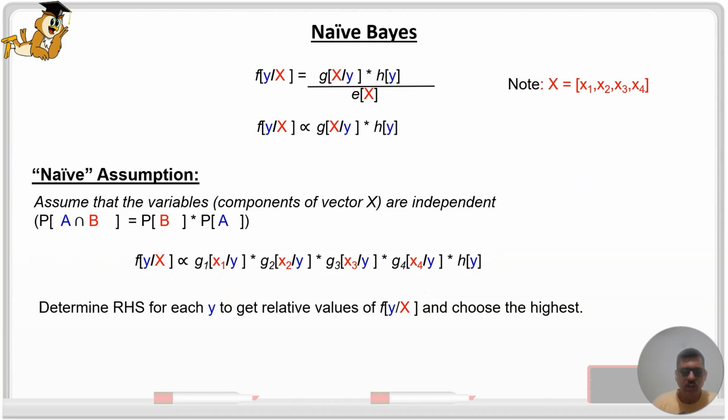So you are going to determine the RHS for each y to get the relative values of f of y given x and choose the highest. This is what we are going to do. Fairly straightforward.